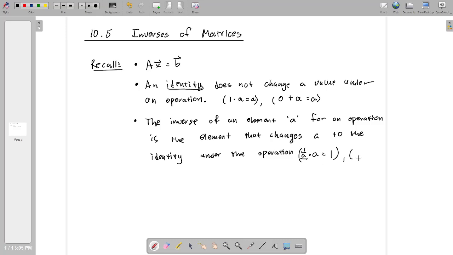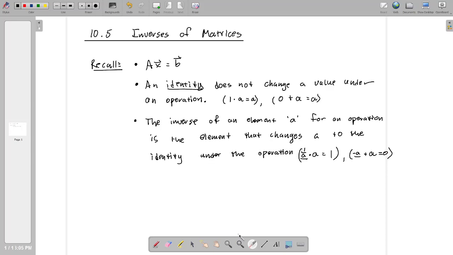And similarly, with the additive inverse, we want to get A to be 0. So what do I need to add to A in order to change A to 0 under the operation of addition? That's going to be negative A. Negative A is the additive inverse of A because it changes A to be the additive identity.